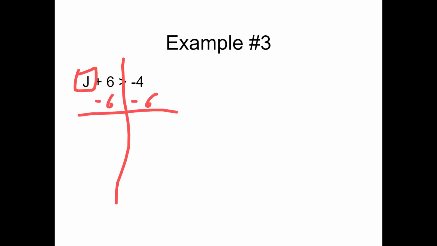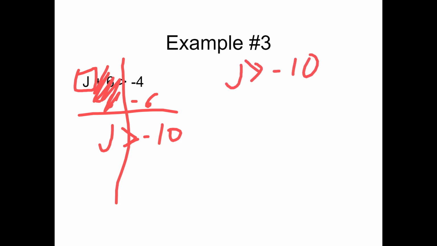So j plus 6 is greater than negative 4. Draw my river, box up my variable. I'm left with plus 6, so I'm going to do minus 6 instead, doing the inverse. That's going to cancel out, and j is going to be left by itself. Negative 4 minus 6 in my calculator is going to give me negative 10. Stop trying to do this stuff in your head and use your calculator now that you finally get to use it. All right, so j is greater than negative 10.